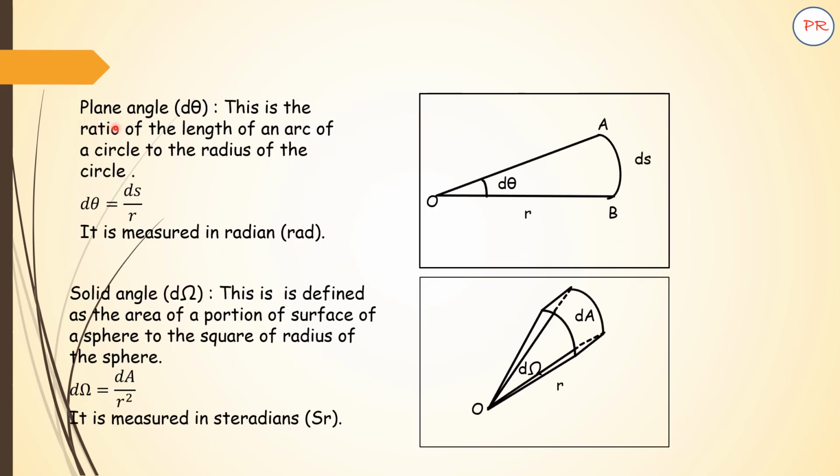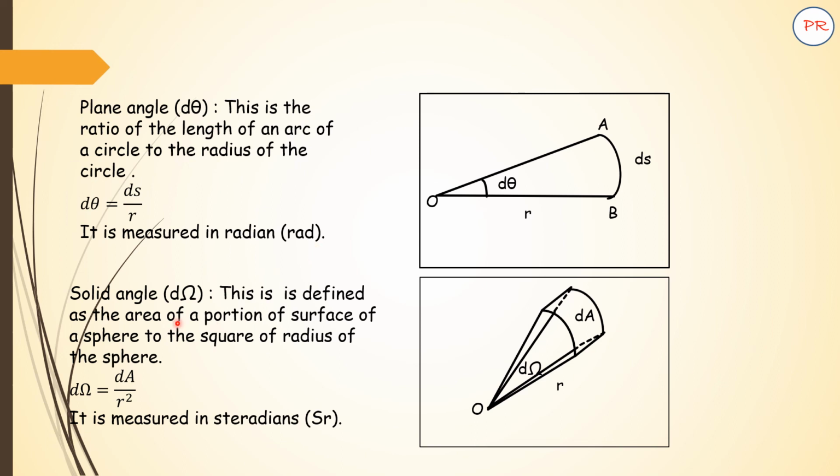Now we are going to understand the two quantities, what is a plane angle and solid angle. See, plane angle is an angle which is represented in two dimensions. Here you can see this is the ratio of the length of an arc of a circle to the radius of the circle. So here this is the arc AB, its length is ds and the radius of this circle is r. Then according to the definition, this angle d theta will be equal to ds divided by r. Now it is measured in radian.